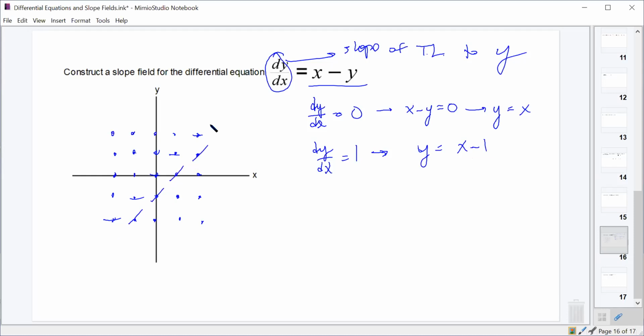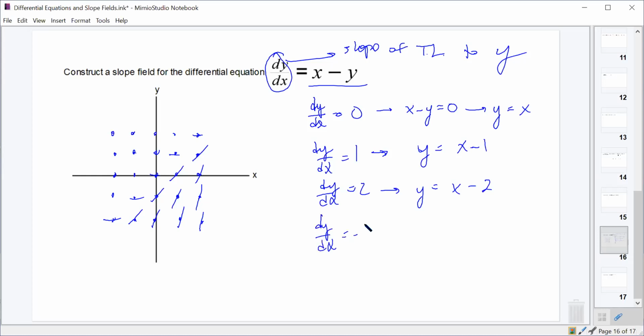And what's going to happen if I choose dy dx equals 2, do you think? We should get y equals x minus 2. And so a slope of 2, so a little steeper at x minus 2. And it's going to continue a little steeper at x minus 3 and a little steeper at x minus 4. Good? All right.